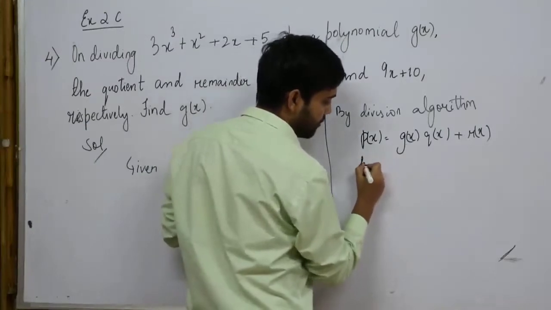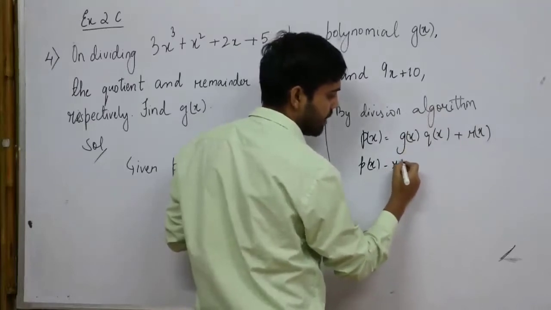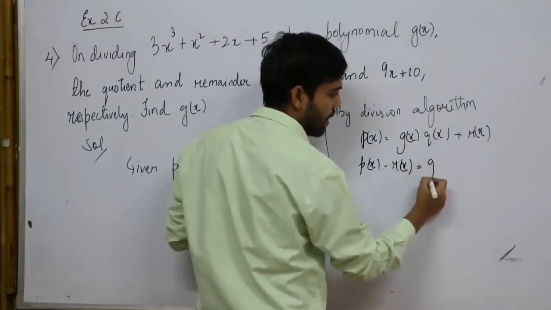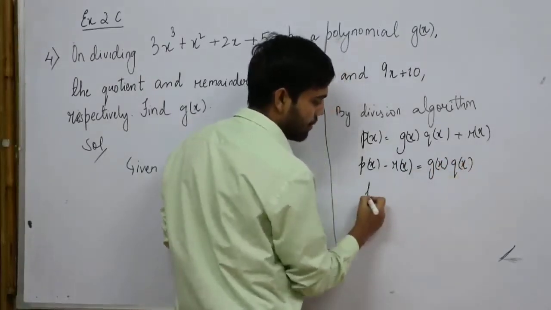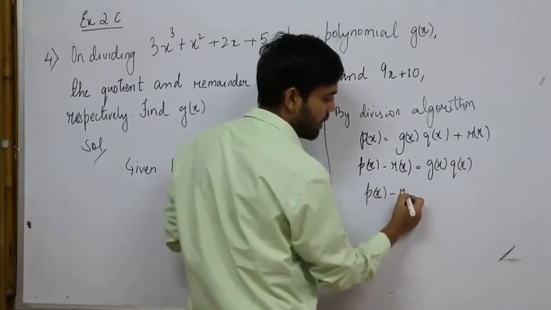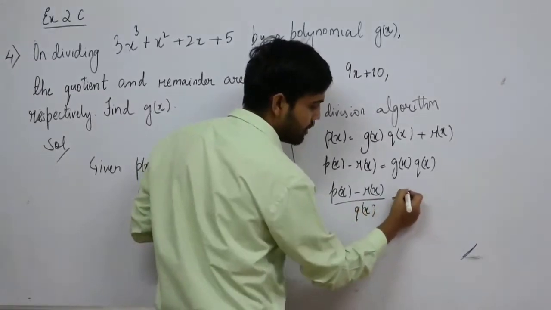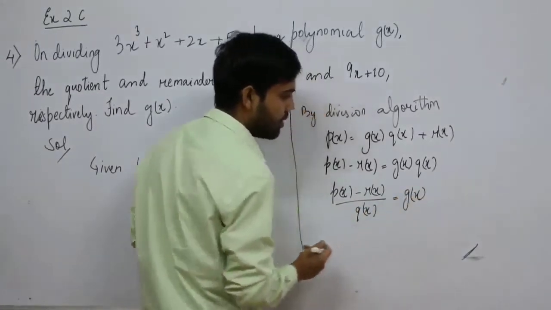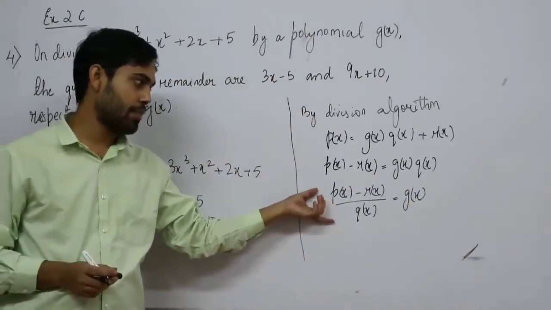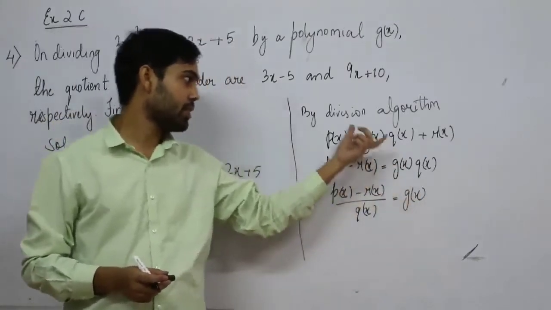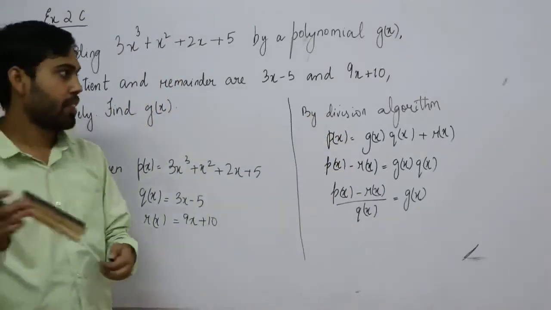I will bring this rx this side, keeping gx on the other side. So again, after this, p of x minus rx by q of x, this is equal to g of x, right? So I will put in the values, and after calculation, I will get the value of gx. Okay, so this is how I have used my division algorithm for polynomials in here.